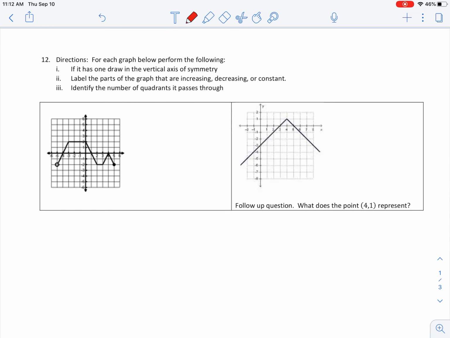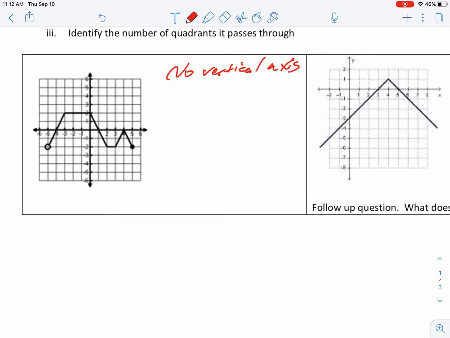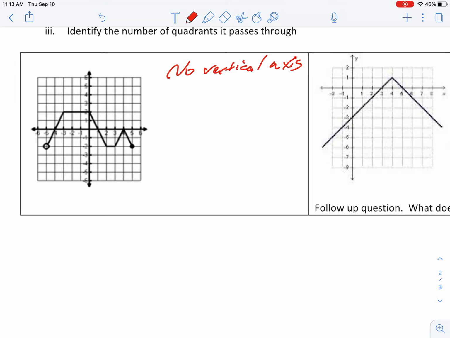Number 12, draw in the vertical axis of symmetry if it has one. And the first graph does not. There is no vertical axis. Label the parts of the graph that are increasing, decreasing, or constant.